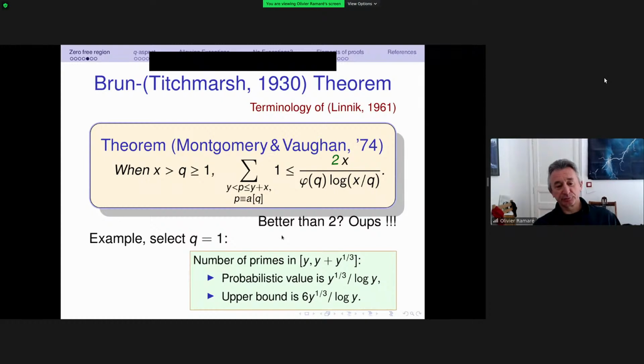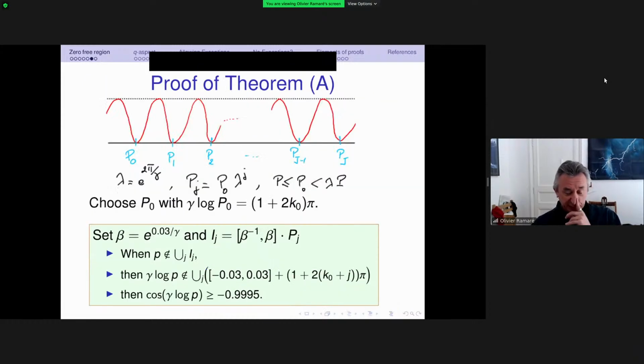It is called the Brun-Titchmarsh inequality because of Linnik in 1961, if I'm not mistaken. Because Titchmarsh used that in the Titchmarsh divisor problem and used the method of Brun to get it. So Linnik decided to call it the Brun-Titchmarsh theorem, and since then it's stuck. Though in fact the theorem that I've stated now is due to Montgomery and Vaughan. But that's how things are named. Okay, so let us go back to our problem.